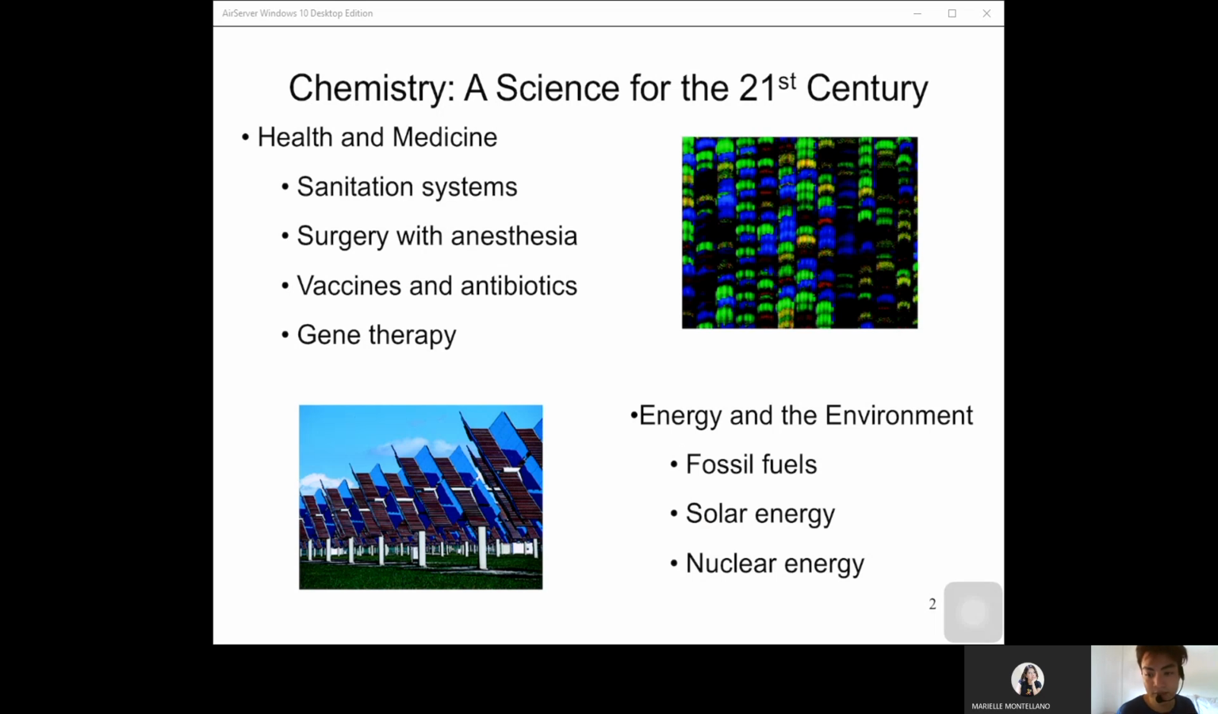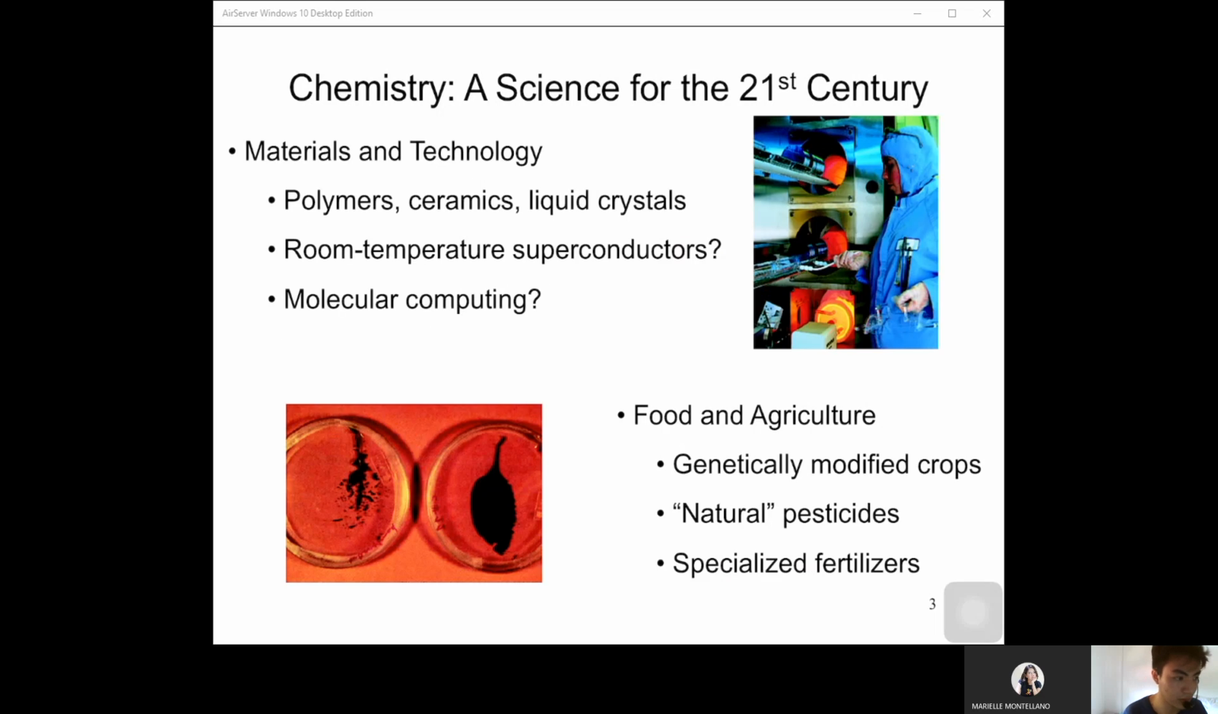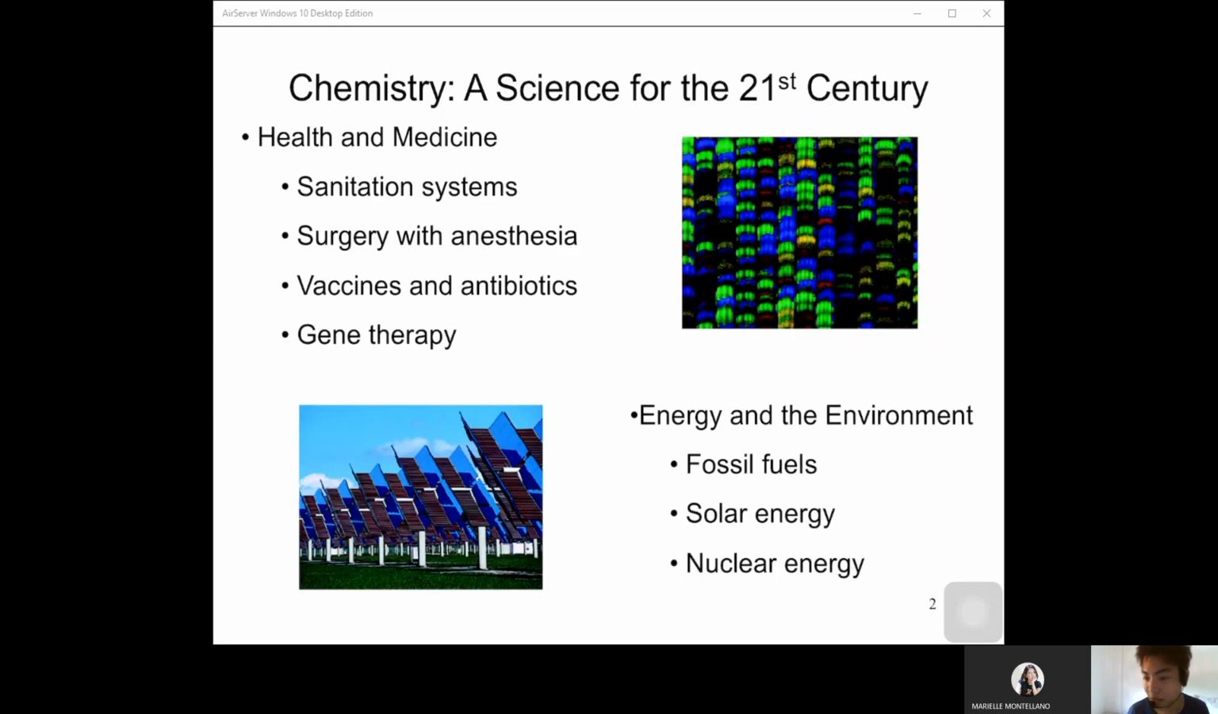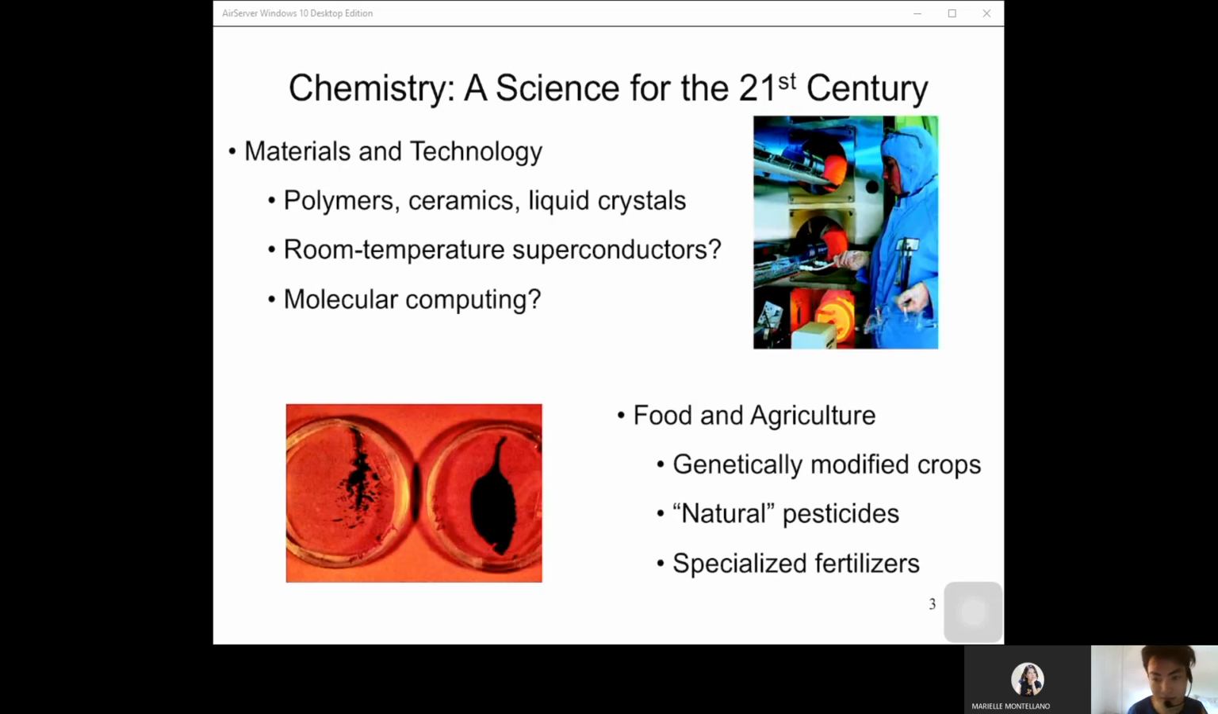Ang nangyayari if you provided energy or a kickstart for the nucleus to disintegrate, then you will get nuclear energy. Yun yung ginagamit sa mga nuclear power plants, sa Fukushima, at iba pang mga bagay. So these materials and services that we experience daily are products of chemistry, no?